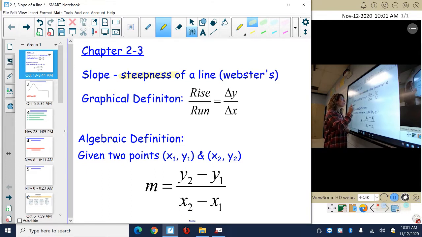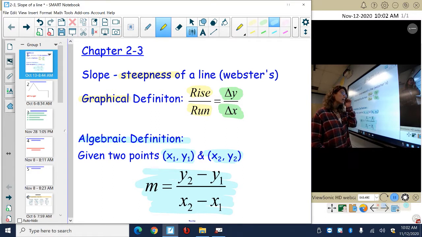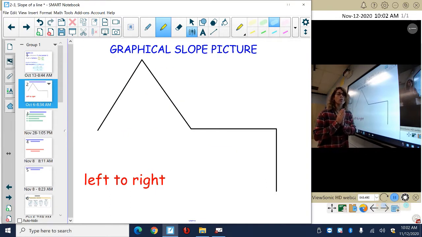Okay? Graphical definition is rise over run, meaning it's the change of y over the change of x. Okay? Then we have our algebraic definition, and our algebraic definition is given x1, y1, and x2, y2, the slope of the line is y2 minus y1 over x2 minus x1. It does not matter which point is your first point or which point is your second point, but it does matter that you have your y2 minus y1 over x2 minus x1. Okay?